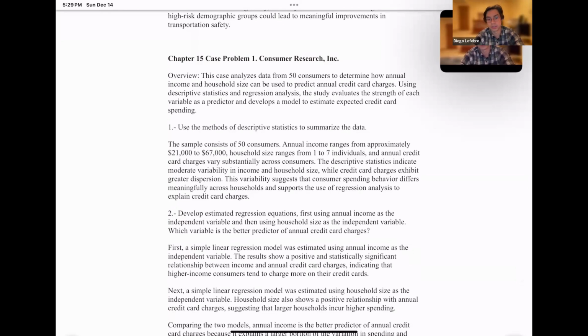The sample consists of 50 consumers. Annual income ranges from approximately $21,000 to $67,000, household size ranges from 1 to 7 individuals, and annual credit card charges vary substantially across consumers. The descriptive statistics indicate moderate variability in income and household size. While credit card charges exhibit greater dispersion, the variability suggests that consumer spending behavior differs meaningfully across households and supports the use of regression analysis to explain the credit card charges.